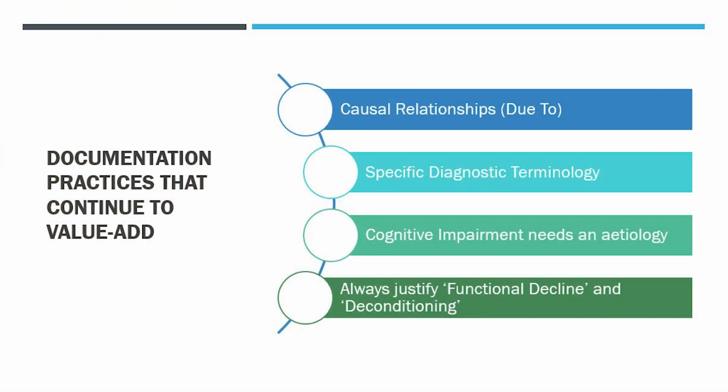Always make sure to justify with diagnostic terminology terms like functional decline and deconditioning. There's always an underlying cause, even if it's not yet fully confirmed, so you can use terms like probable or likely or suspicious to quantify some of that diagnostic uncertainty whilst you're investigating them towards a diagnosis.